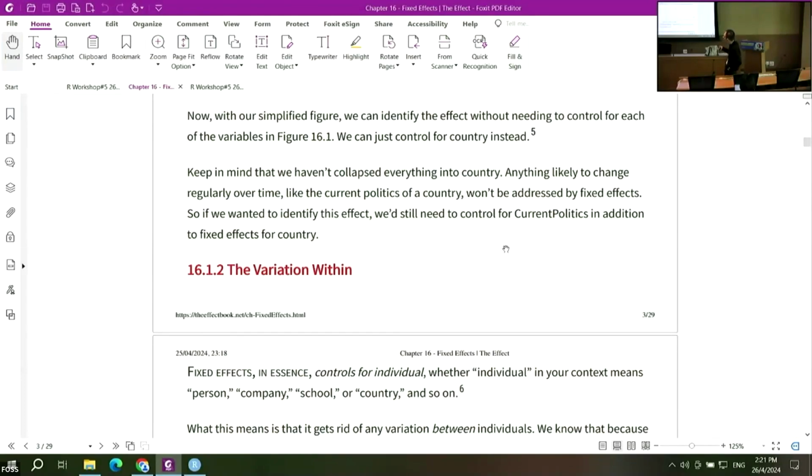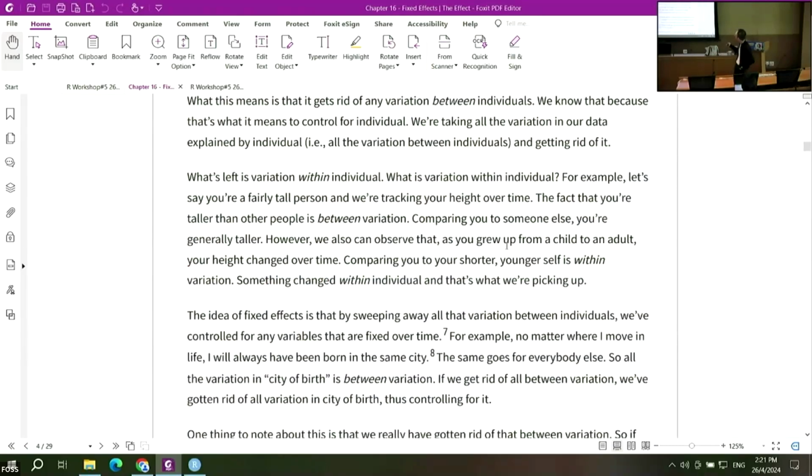So the variation within fixed effects is in essence control for the individual, whether the individual in a context means a person, company, school, country, or so on. What this means is just get rid of any variation between individuals. You're controlling, let's say, the within group variation. That's it. We know this because what it means to control for individual is that we take all the variation in our data explained by the individual and get rid of that.